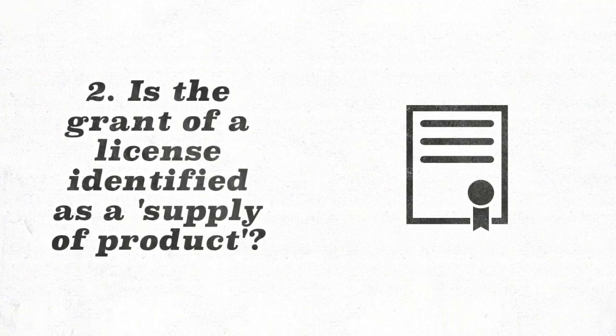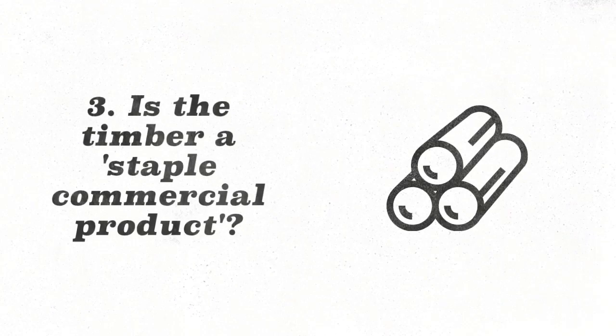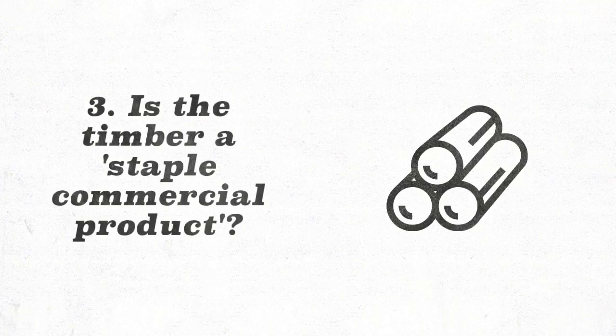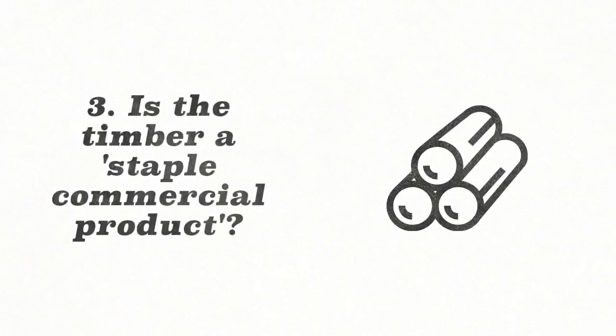The High Court agreed with this, as the word supply has a broad meaning. Question 3 investigated whether the timber in question could be seen as a staple commercial product under the Act, and the High Court found in favour of the Northern Territory that the timber was a staple commercial product.